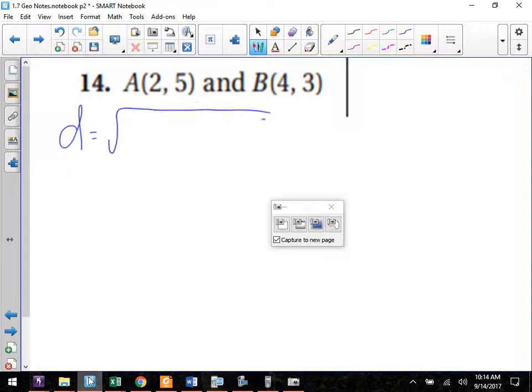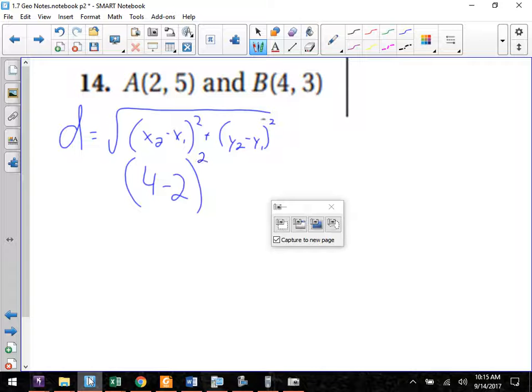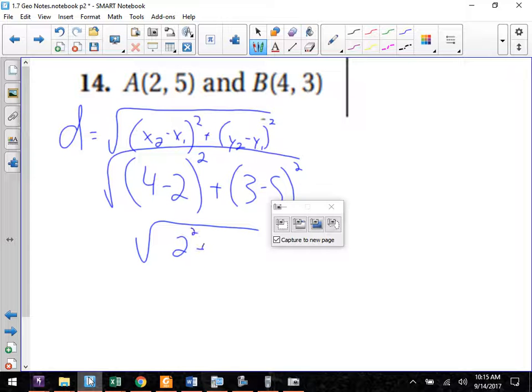Well, distance formula says change in x quantity squared, plus change in y quantity squared. So that'll be a 4 minus 2 quantity squared plus a 3 minus 5 quantity squared. We get a 2 squared plus a negative 2 quantity squared.